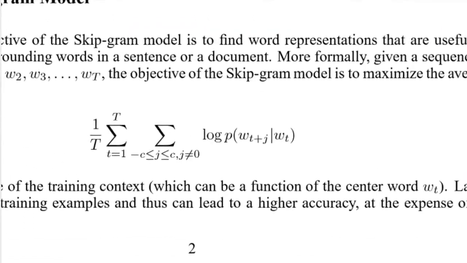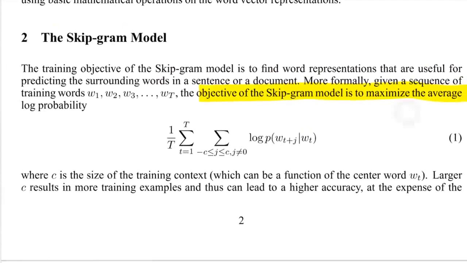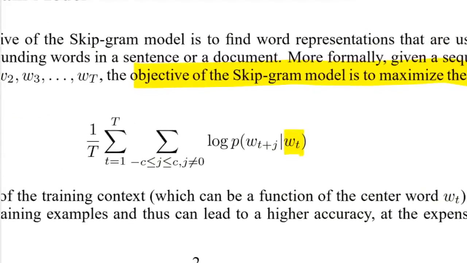And this is what it means. This is the formal statement of the skipgram objective. The objective of the skipgram model is to maximize the average log probability. So for the word we're considering, the word T, we want to maximize the log probability of each word W that is around it in a context window of C.